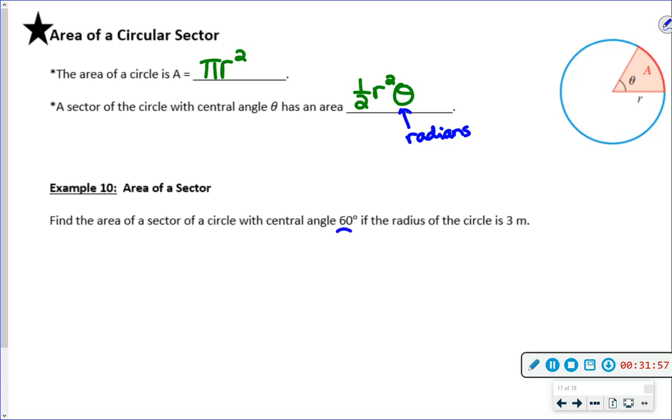Find the area of the sector. All right. Radius squared, radius down there 3, got it. But my angle's in degrees. So I'm going to convert it into radians. 60 and 180, of course, reduce. It's going to be pi over 3.